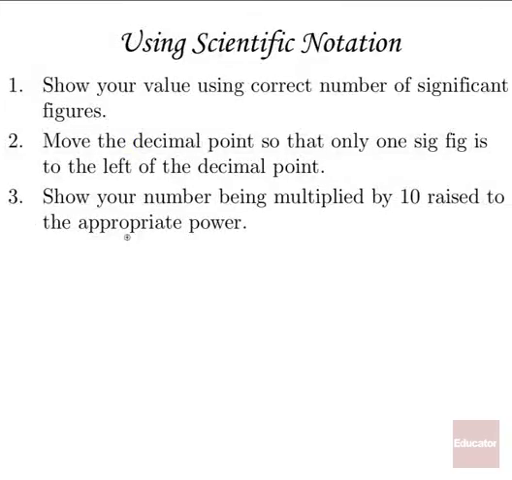So using scientific notation, first off, show your value using the correct number of significant figures. Then move the decimal point so that only one sig fig is to the left of the decimal point. Finally, show your number being multiplied by 10 to the appropriate power so that you get the same quantity, the same numerical value.